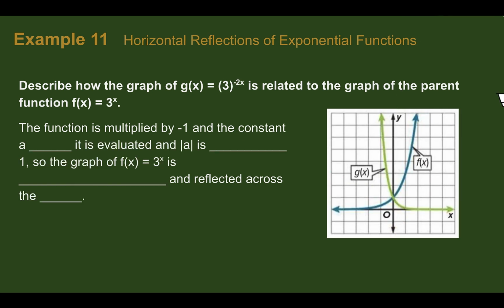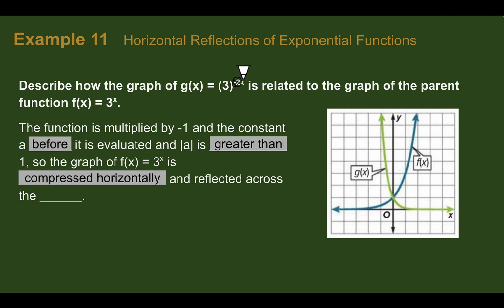Example 11, horizontal reflections of exponential functions. Describe how the graph of g of x equals 3 to the -2x is related to the parent function 3 to the x. Again, we can see two things were happening in that exponent. There's the negative and the 2. Since those happen in the exponent, we need to do that before we multiply anything out. And since a is greater than 1, that would mean that it's compressed horizontally. And because it's in the exponent, it is going to be reflected across the y-axis.